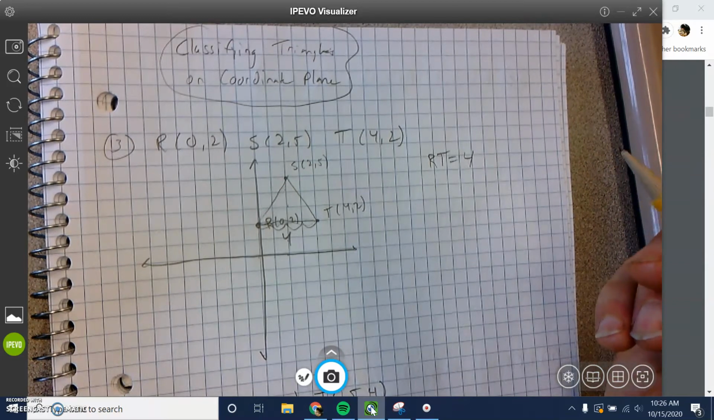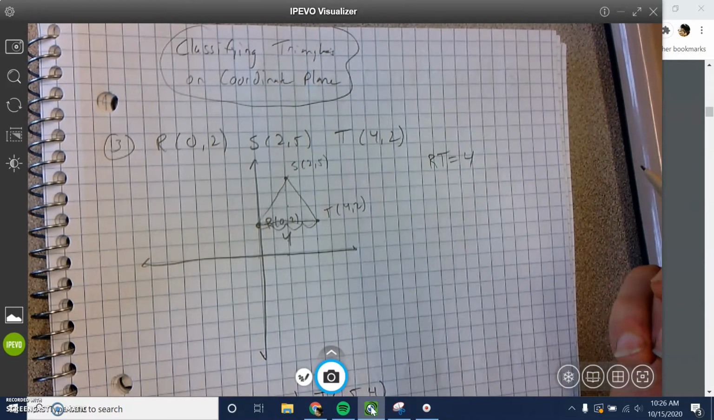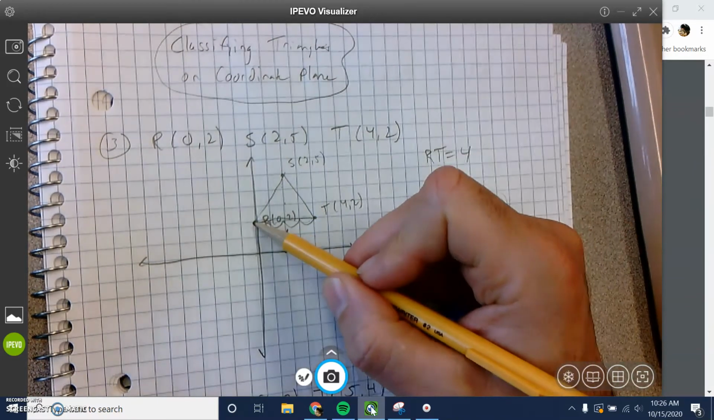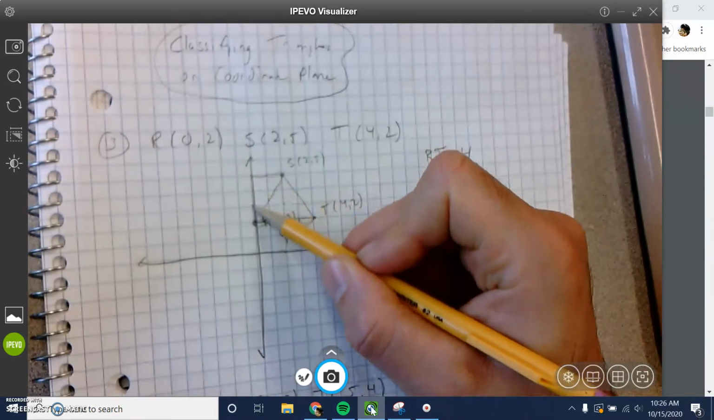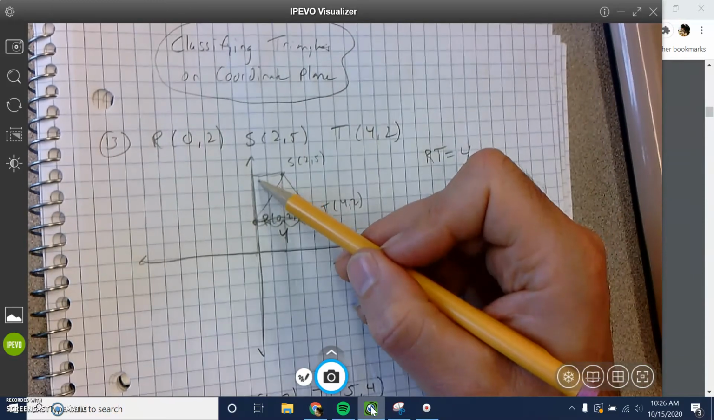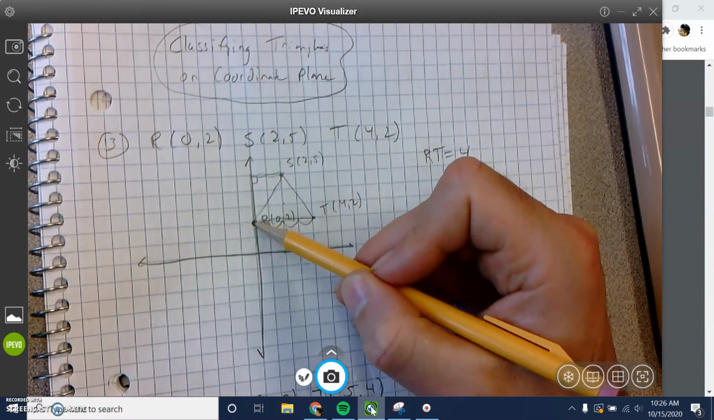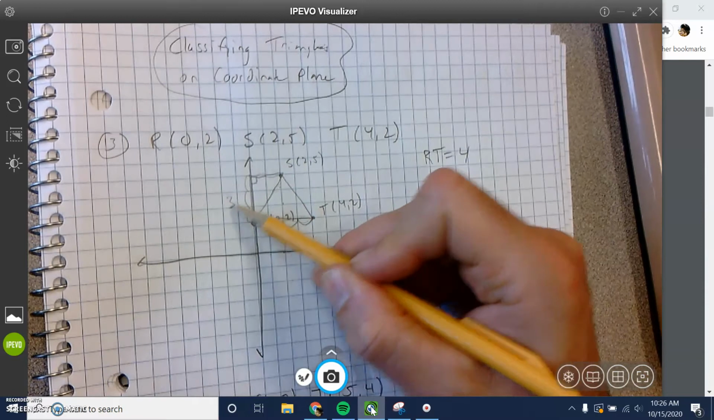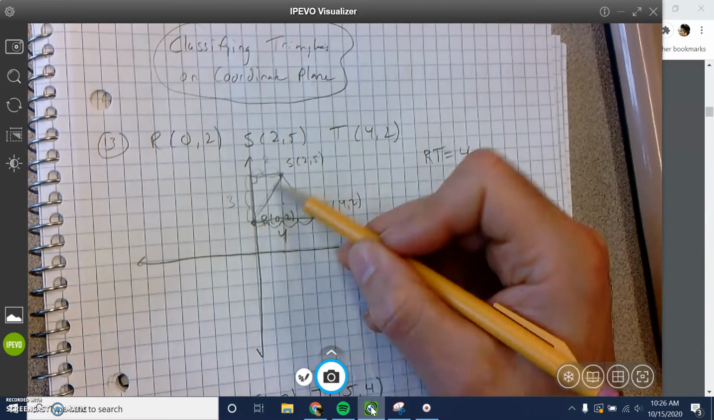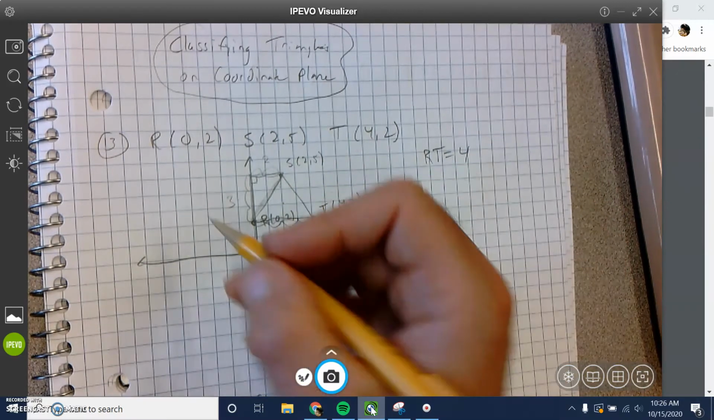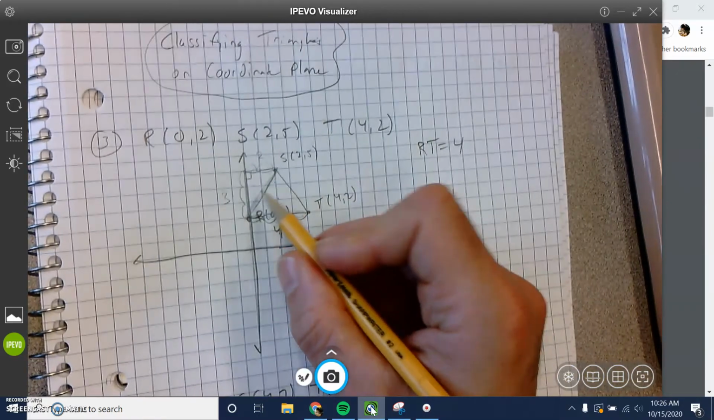Do you remember? Yeah, distance formula or Pythagorean theorem. So it doesn't matter. So let's just review both real quick. So this is 1, 2, 3, and this is 1, 2. So you're gonna have the hypotenuse. So this is what we're trying to figure out. So that's gonna be C.